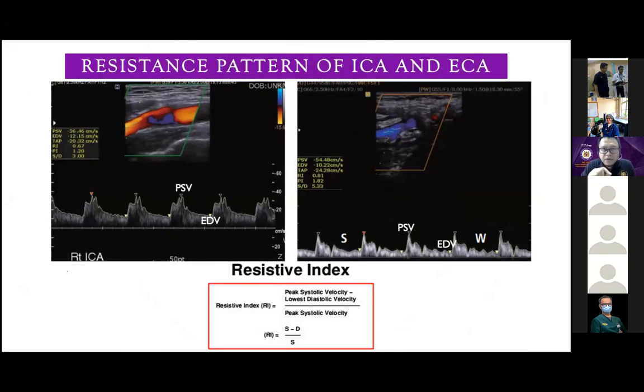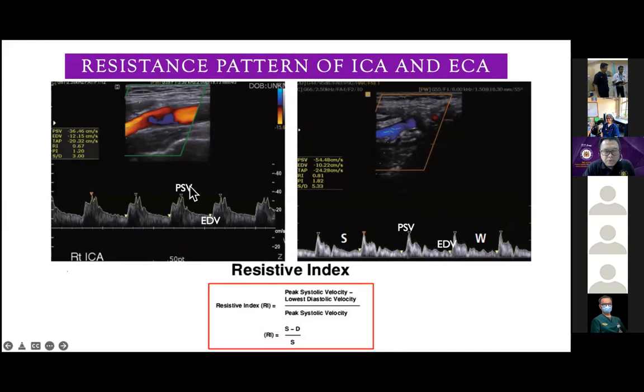Okay, so again the resistance patterns of the ICA and ECA. I guess Dr. Adi already explained a little bit about the PSV and EDV, the peak systolic velocity and end diastolic velocity. This is one of the spectral Doppler parameters. When people talk about spectral Doppler, basically we are looking not only at the flow, we are looking at the velocity, and also at the acceleration. That's why spectral means we look at the waveform, which is the velocity over time. So we can see the waveform and analyze that. That's basically the spectral Doppler.